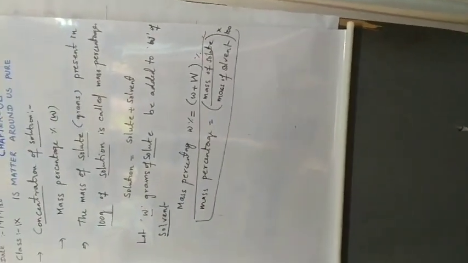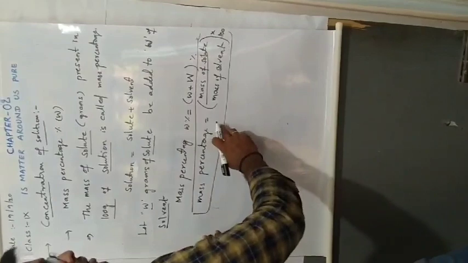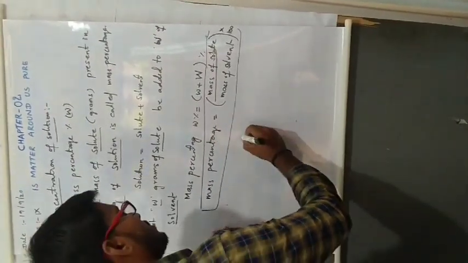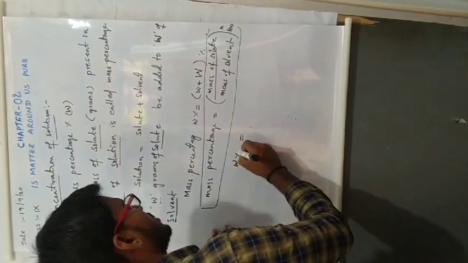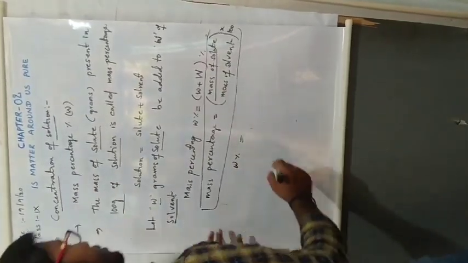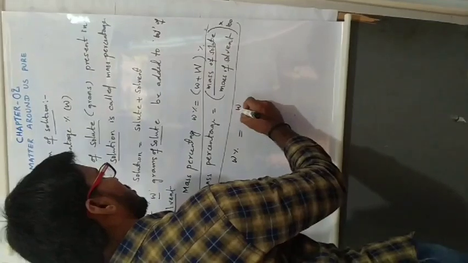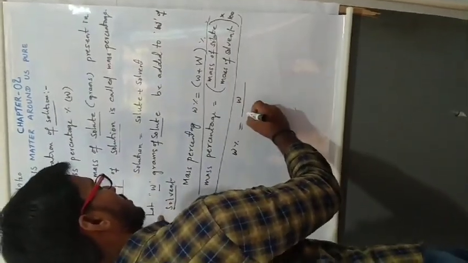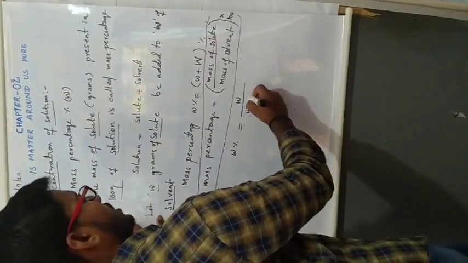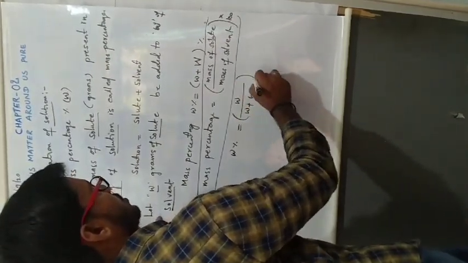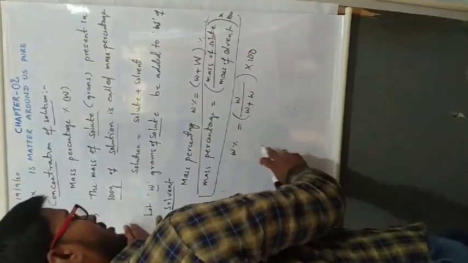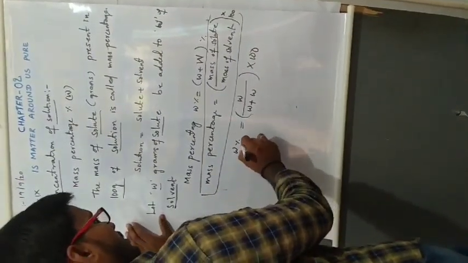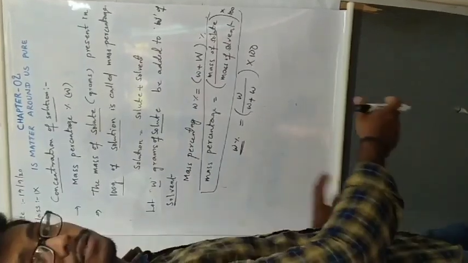Let us discuss an example based on the mass percentage of the solute or solvent. The formula of mass percentage: mass percent equals mass of solute by mass of solution, where the solution contains solute plus solvent, into 100. So this is the formula for finding the mass percentage of any solution. Let us discuss based on an example.